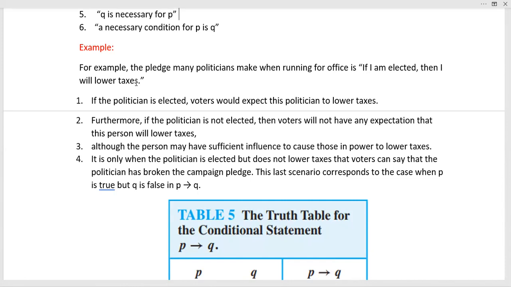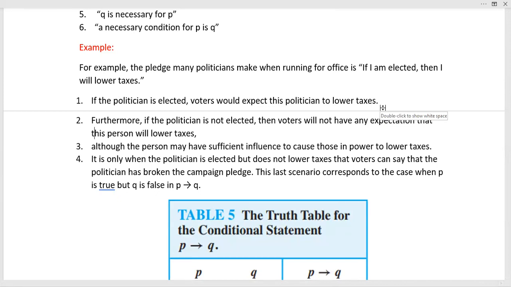In this one, four cases will arise. What are they? See the first case. If the politician is elected, the voters would expect this politician to lower the taxes. Yes or no? If the politician is elected, then what happens? Voters will wait for their offers. Am I right?